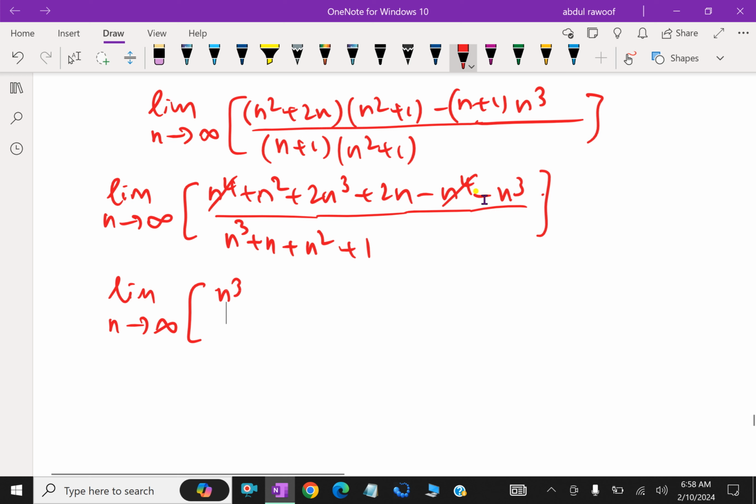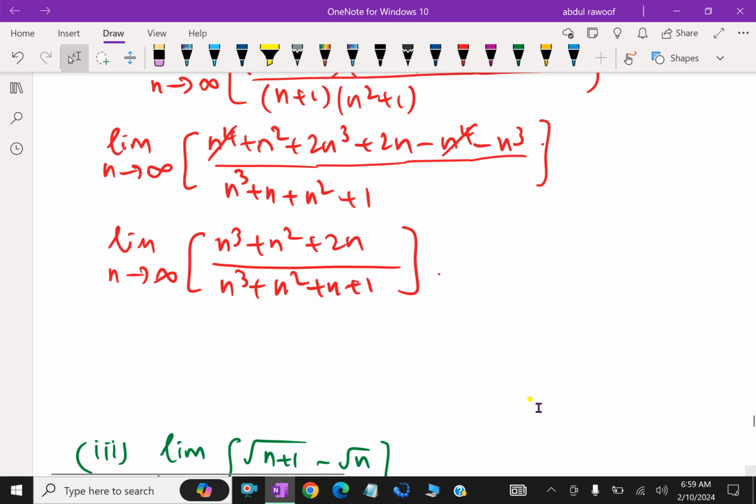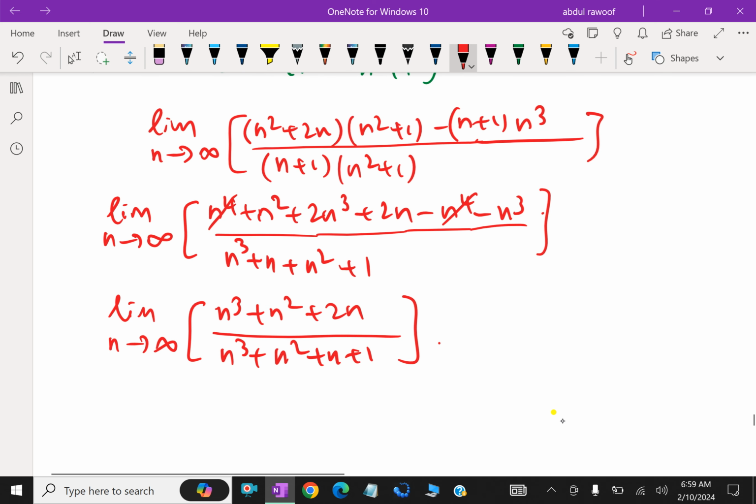That is, here 2n cube minus n cube. Then n square is n square. Then 2n plus 2n over n cube plus n square plus n plus 1. Now here the highest power is n cube. So multiply and divide by n square. That is n cube.